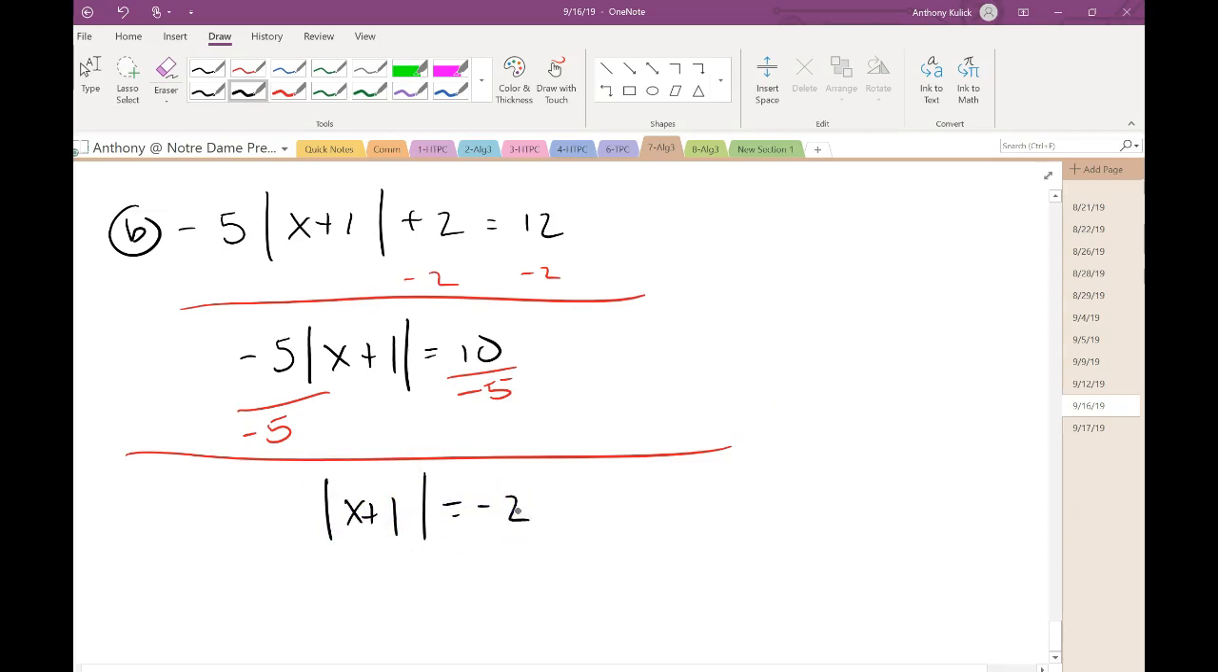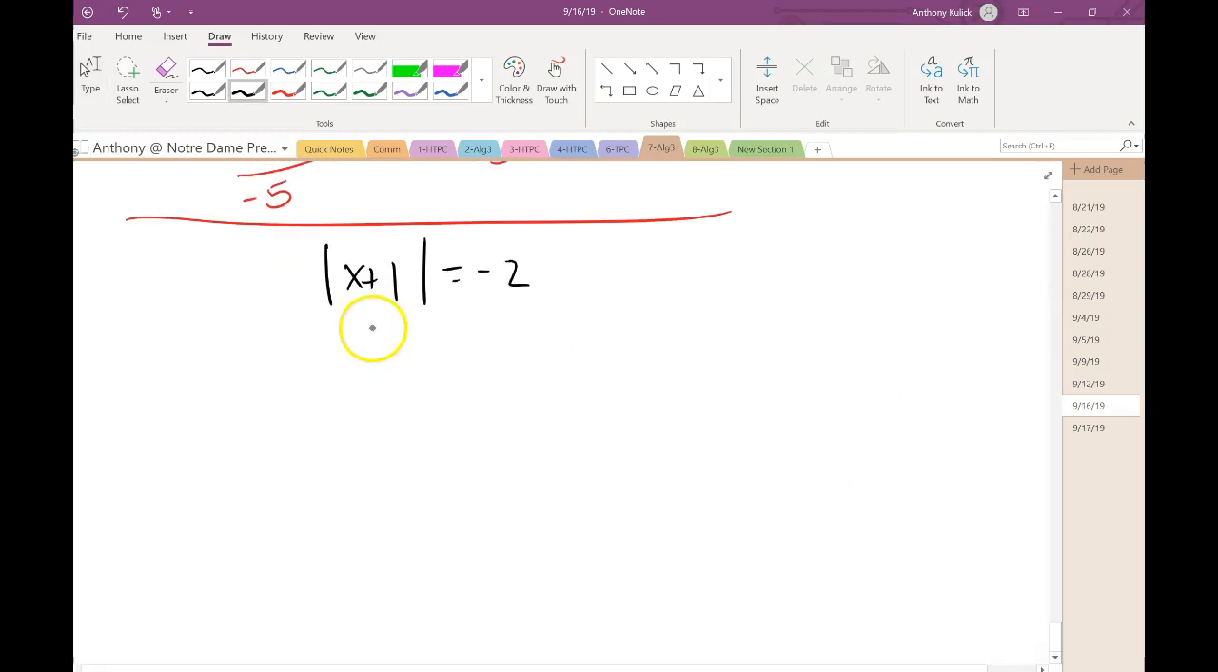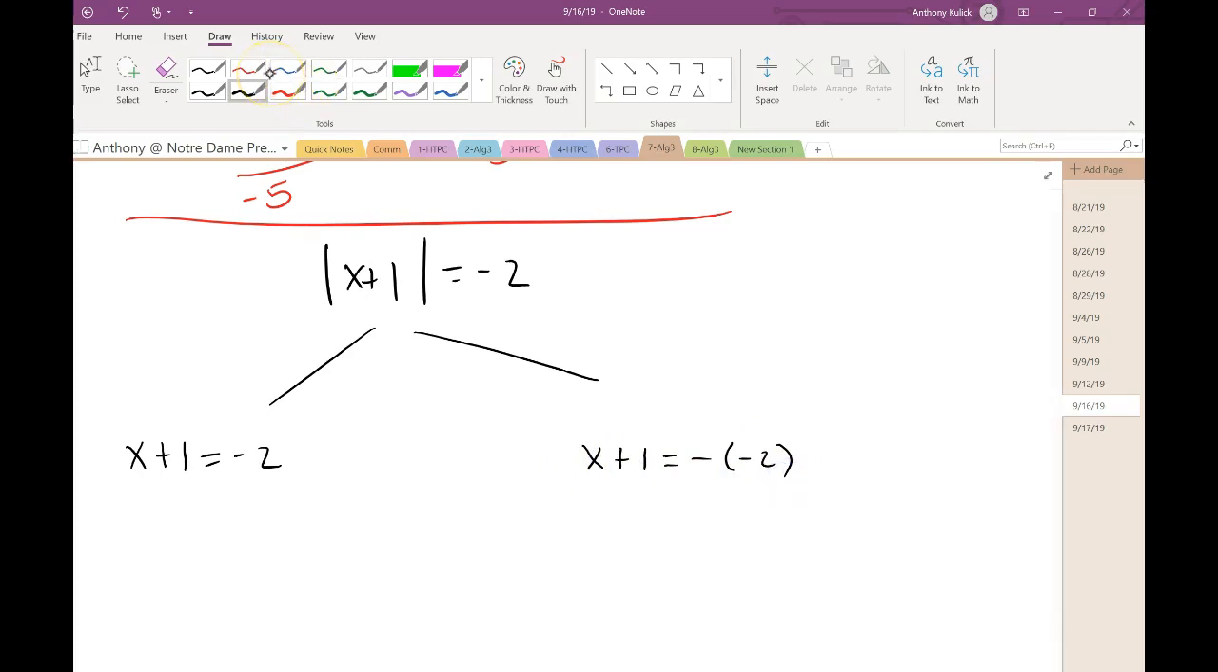Okay. Then what? Okay, then we'll split it into 2. So the first equation should be x plus 1 equals negative 2. And the second equation should be x plus 1 equals a negative of a negative 2. Or you could just write it as positive 2.